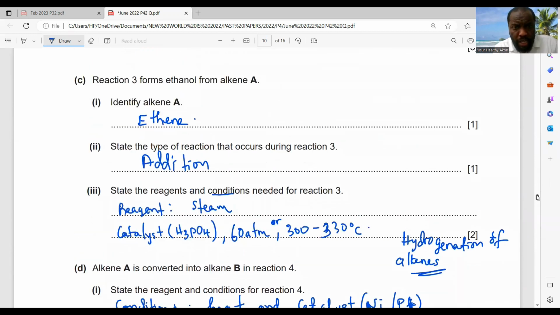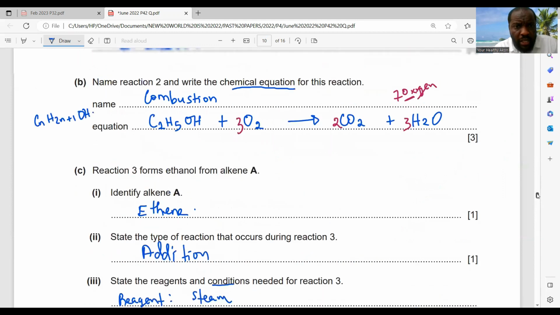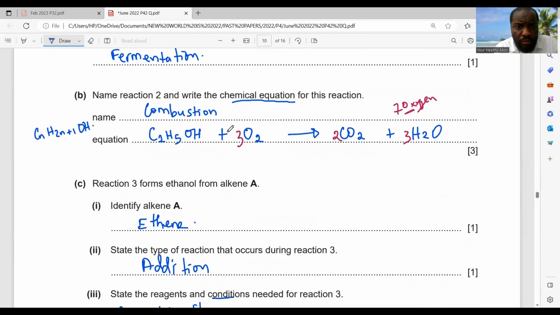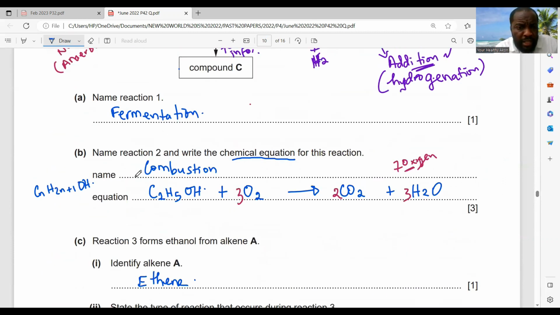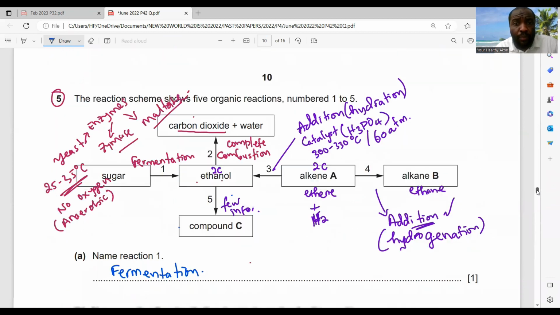Okay, we keep checking. So that's addition. And let's check this one. Sometimes chemical equations tend to disappoint us. And we have ethanol. That's the formula for ethanol. Good. And we have oxygen, carbon dioxide, and water. 6, 3, 7. That's it, correct? Fermentation. And that's that about this question.